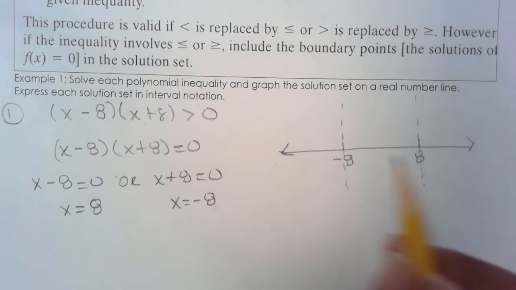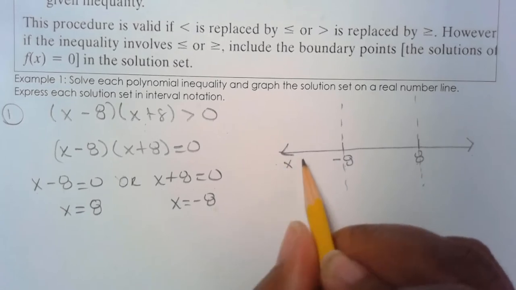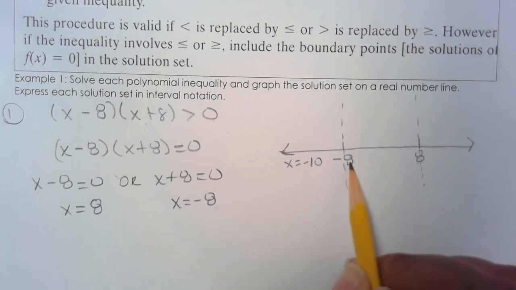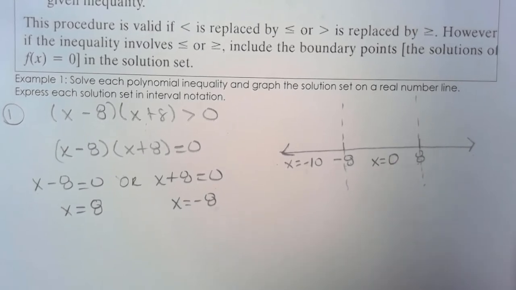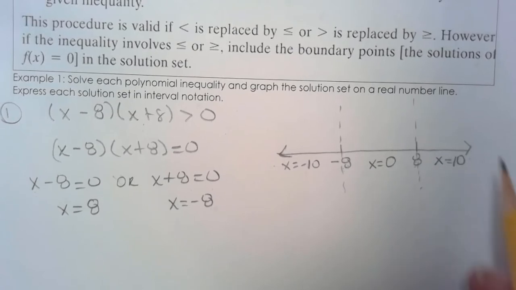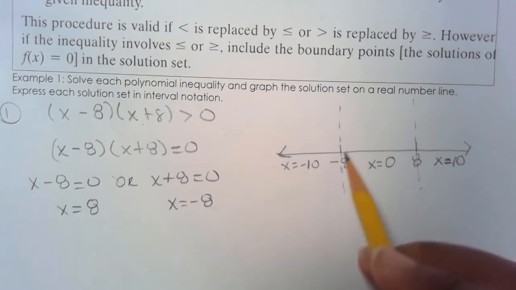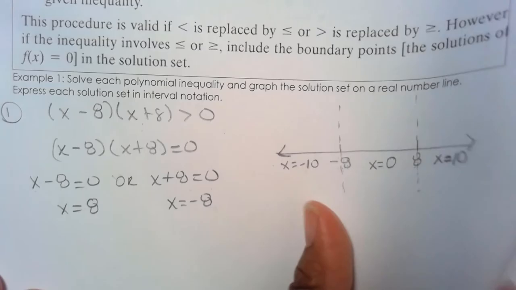So what we're going to do is find a number to the left of negative 8. Let's say when x is negative 10. Then we want to find a number that's between negative 8 and positive 8. So let's let x be 0. And then let's find a number that is greater than 8. Let's say when x is 10. You can pick any number, but not the boundary points. We can't choose those numbers. So we want to see if it's true to the left, in the middle, or to the right.